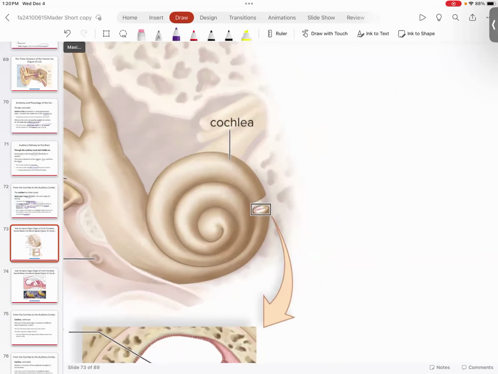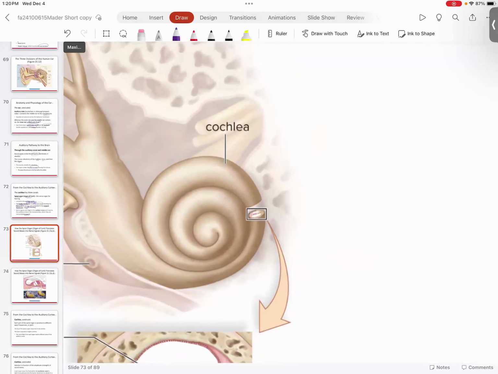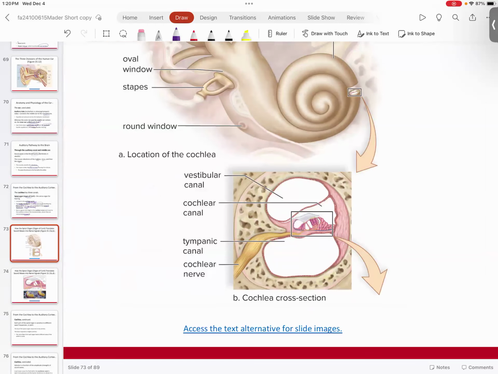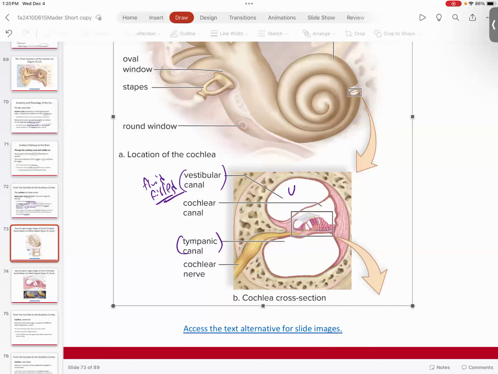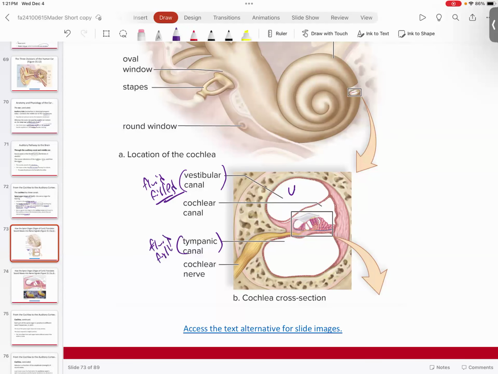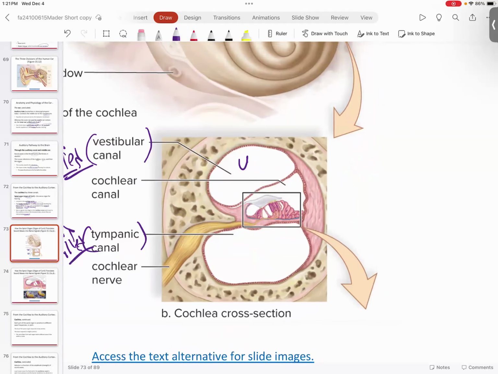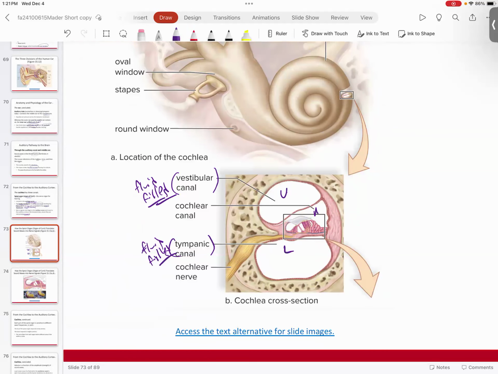So we're looking specifically at a cross-section of the cochlea itself. That's basically what this image is down here. First of all, you're going to see three main canals. The upper canal is going to be what's called the vestibular canal. Now remember, these are fluid filled. Now below that is another one called the tympanic canal, which is also fluid filled. And then smashed in between is going to be the cochlear canal, which is also filled with fluid.